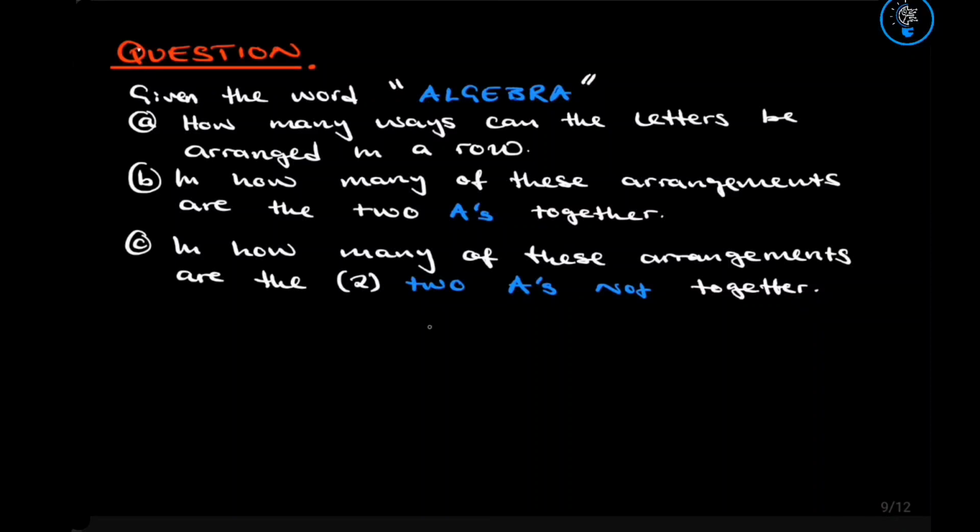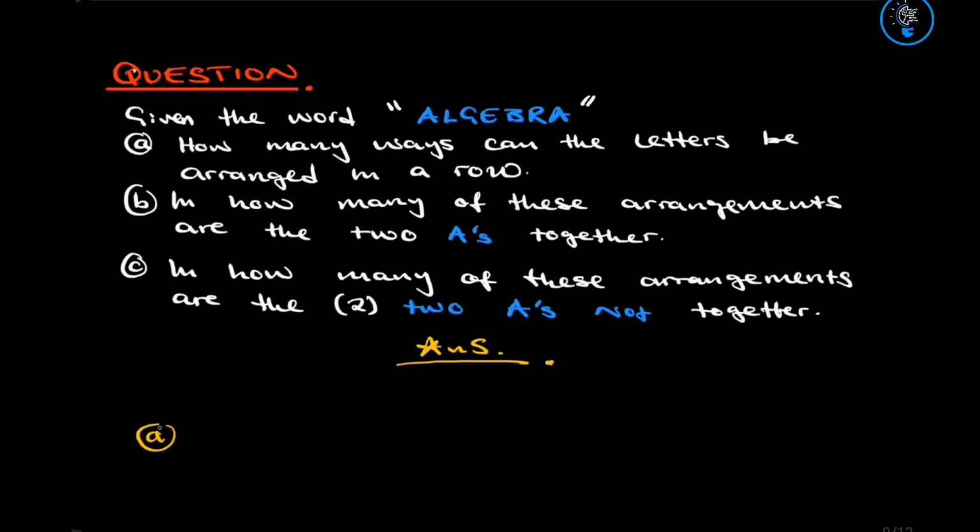Okay, let's see how we can do it. Let's begin with part A. So the first part is: we are told how many ways can the letters be arranged in a row. So we need first to know the number of letters present in algebra. So we have 1, 2, 3, 4, 5, 6, 7. So n is equal to 7. Now we need to look at the word. Do we have repeating letters? Yes, we have A there and another A there. So we need to take that into consideration.